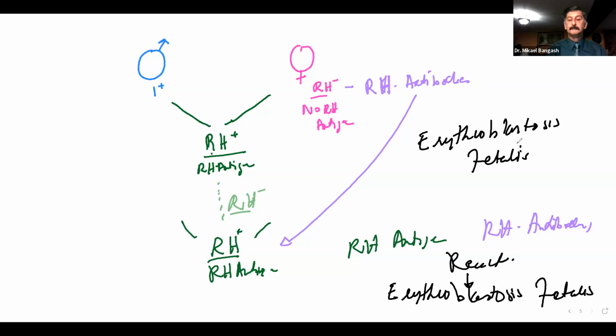Did that make sense? Okay. So the mom develops Rh antibodies. But for that, it requires that she is Rh negative. Because if she was Rh positive and the father was Rh negative, the mom will not develop these antibodies.